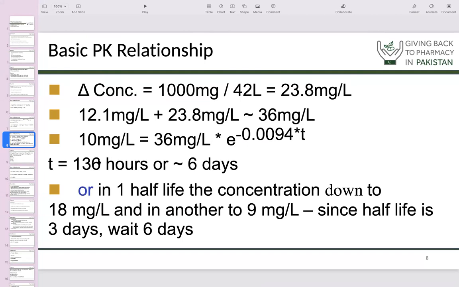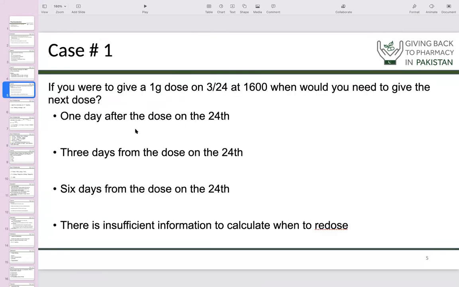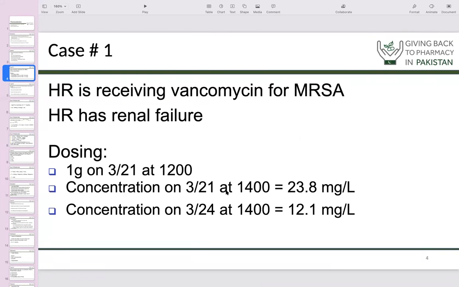And you can also calculate this manually. As you know, the T half of this drug in this patient is 3 days. How can we manually say the half-life is 3 days? Because the concentration on the day of the dose is 23.8, and after 3 days the concentration reduced to half. So 3 days, we know, is the half-life of the drug.